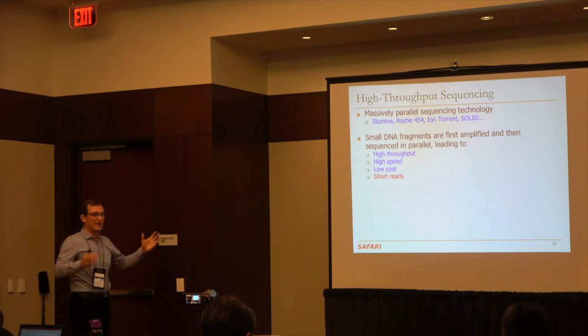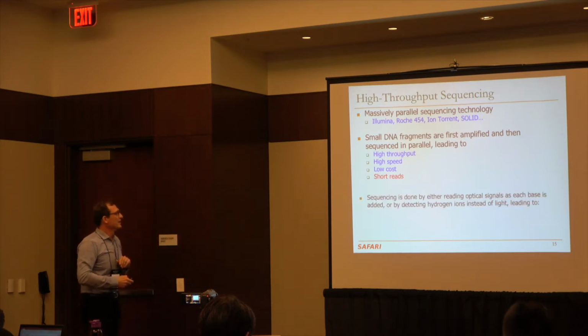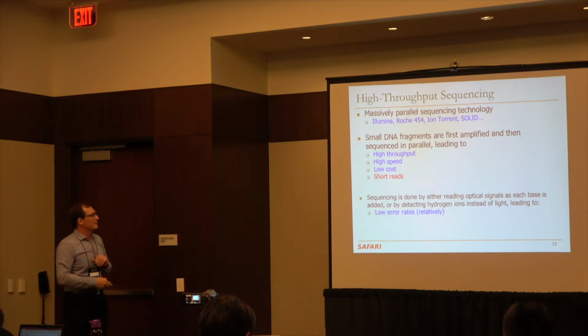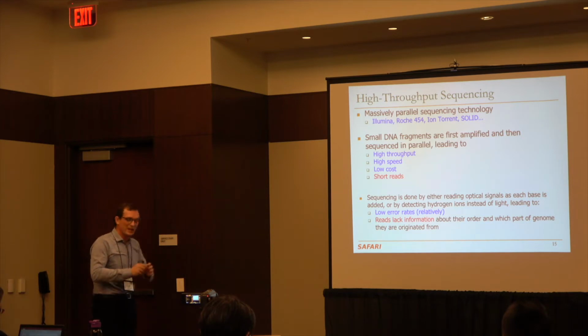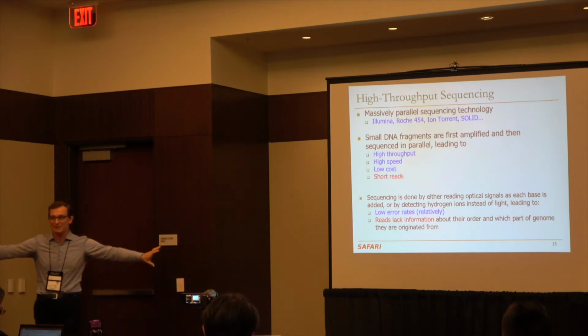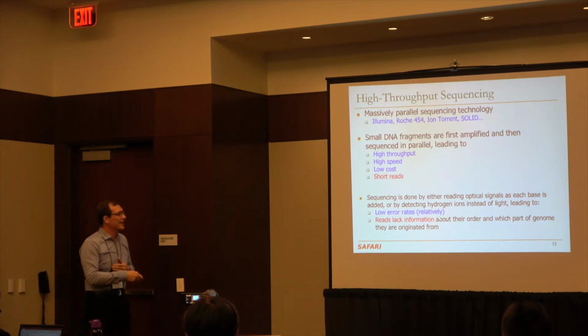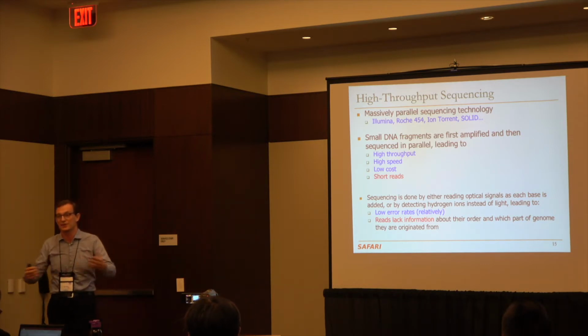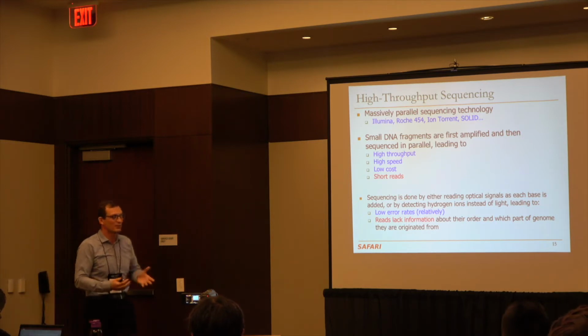Unfortunately, to be able to work, they have to chop the DNA into small pieces. Otherwise, they get too many errors. So they have relatively low error rates, about 1% or less than 1%. Unfortunately, because they chop the DNA into pieces independently, these reads that you get after sequencing lack information about the order, how they fit together. They're completely independent, so you don't know which part of the genome they originated from.